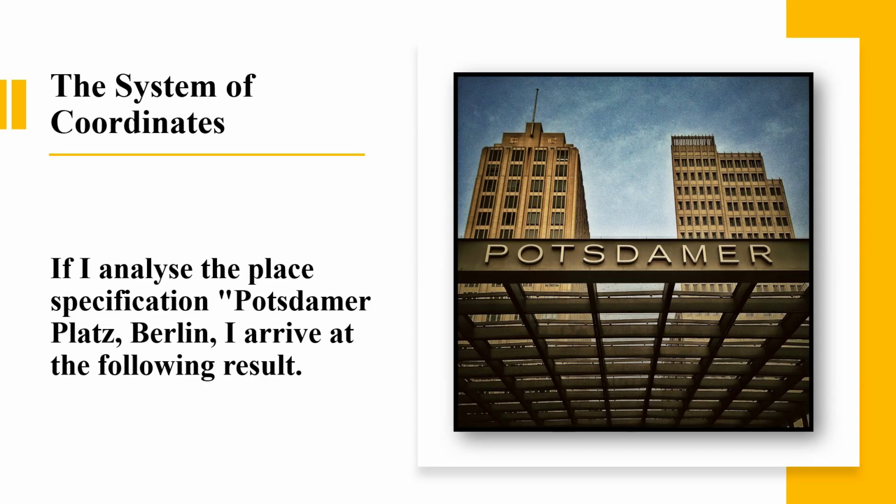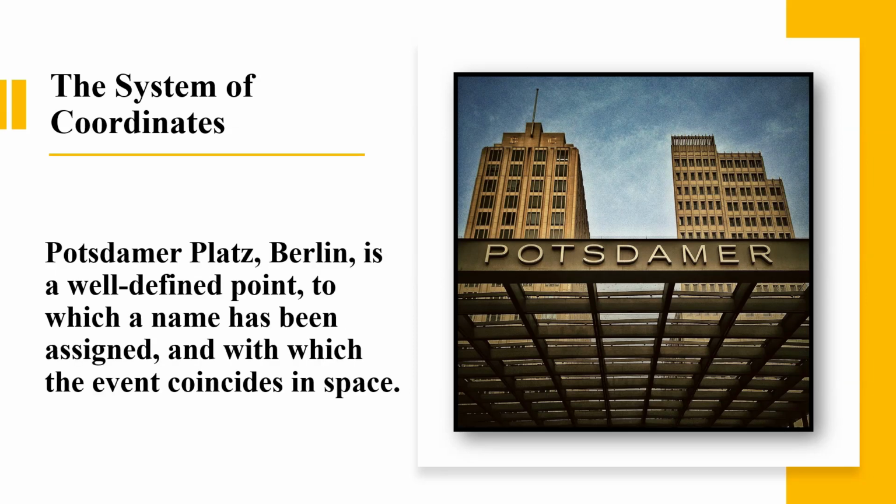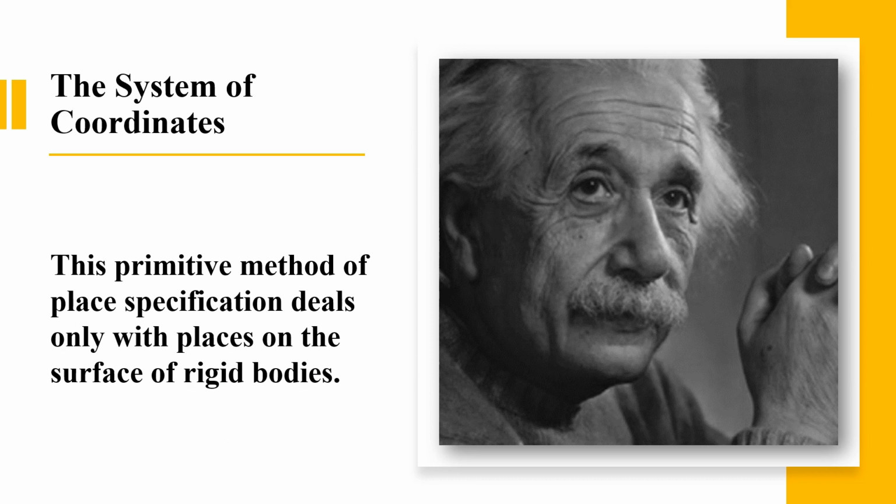If I analyze the place specification Potsdamer Platz, Berlin, he says, I arrive at the following result. The Earth is the rigid body to which the specification of place refers. Potsdamer Platz, Berlin is a well-defined point to which a name has been assigned and with which the event or body coincides in space. This diagram shows the well-defined point Potsdamer Platz, Berlin on a map. But Einstein points out that this is just a two-dimensional view. It deals only with places on the surface of rigid bodies. We need a system that specifies the 3 dimensions of space.